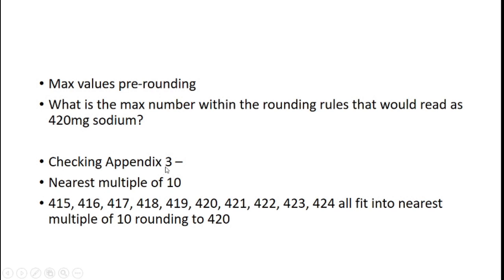So checking Appendix 3, based off of our rules, it has to be the nearest multiple of 10. And because we're doing a max, it means that we need to know what is the maximum number that's going to round to that nearest multiple. We have to be thinking a little bit of reverse engineering here. So all the numbers inclusive between 415, 16, 17, all the way to 424, all fit into that nearest multiple of 10 rounding to 420. So in this case, our max value is 424. That's worth pulling forward to the next calculation.